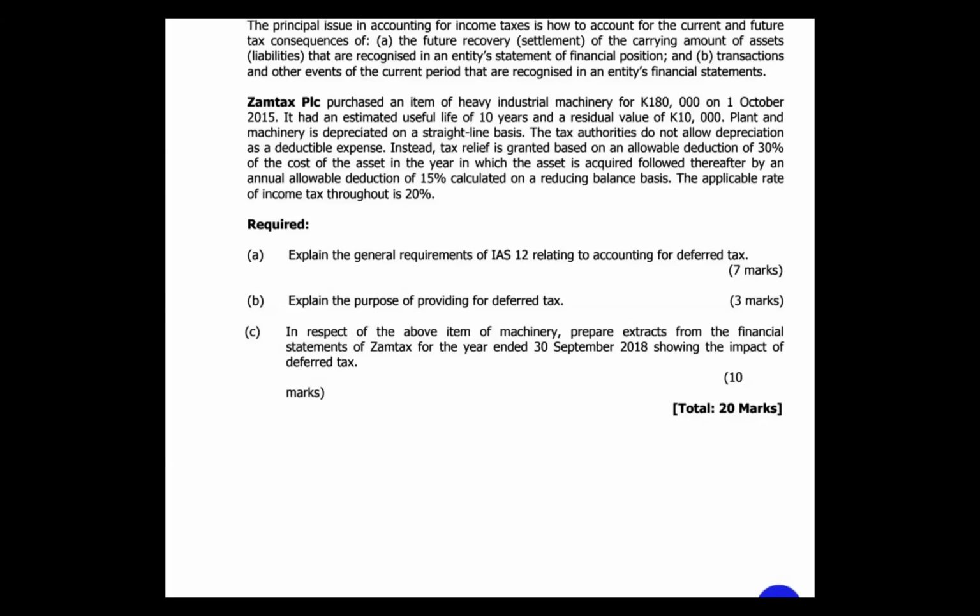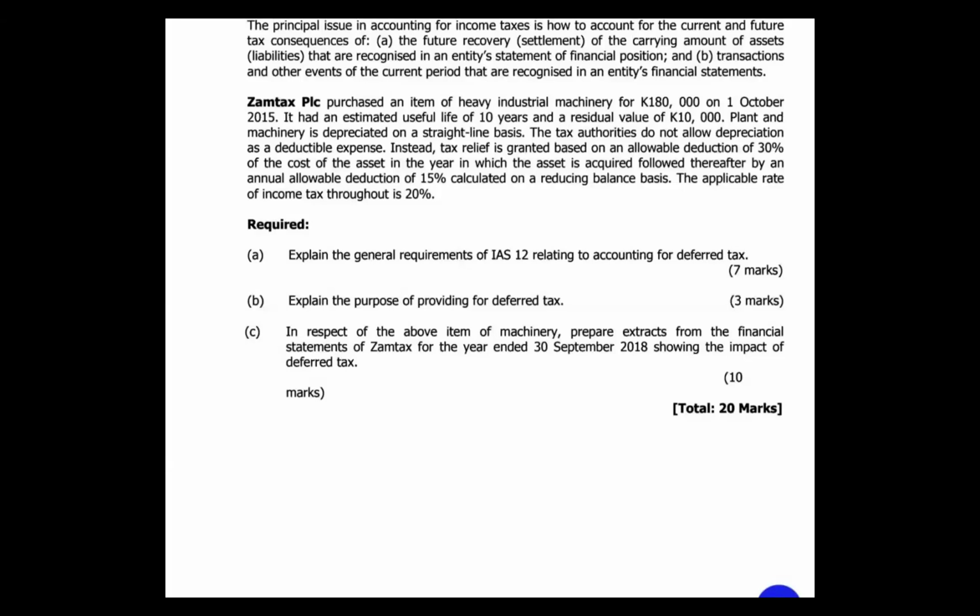So, colleagues, it's very important that you understand how to treat taxes. International Accounting Standard number 12 talks about taxes. This one is always there, and it's examinable. You really need to understand this. Without understanding this, you are not doing anything.